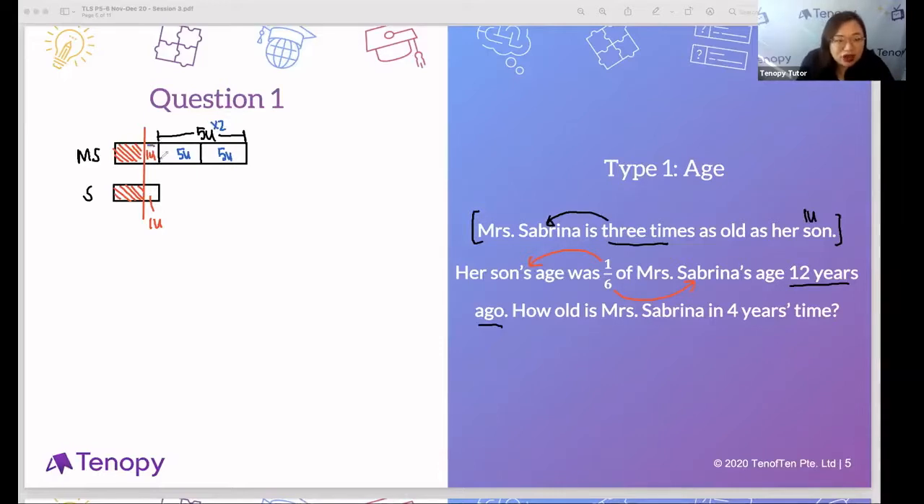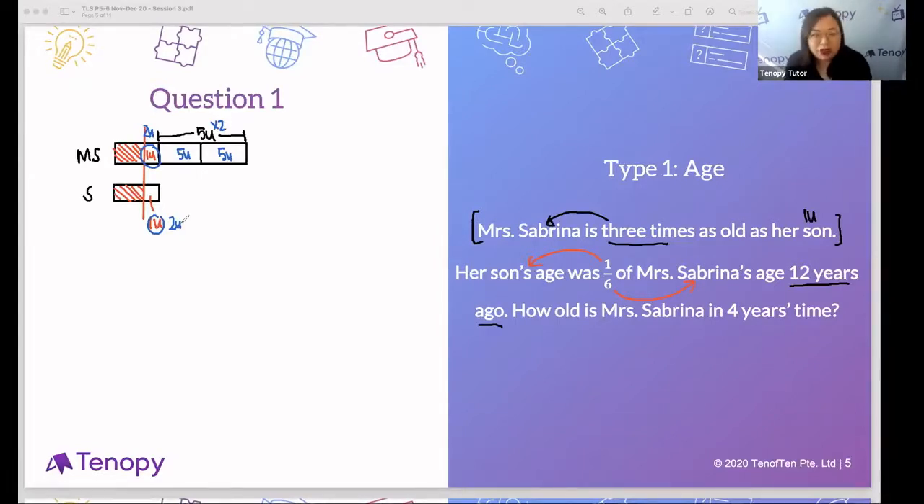So this will now change to 2 units. This is now 2 units. Reason because I am changing them to common multiple. So 5 and 2 common multiple is 10. So I want them to be 10. And to make it 10, I have to multiply all my boxes by 2.